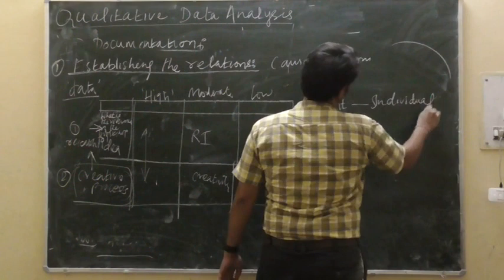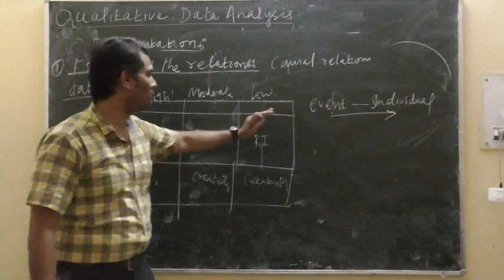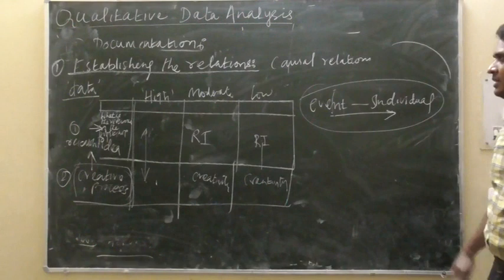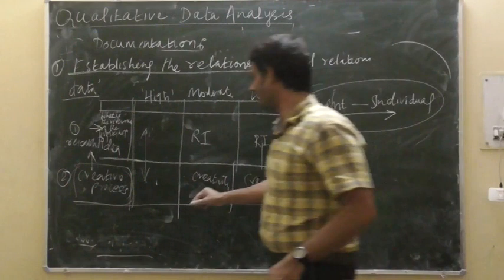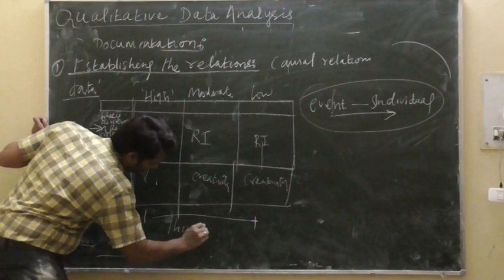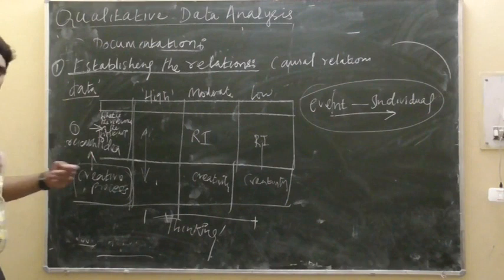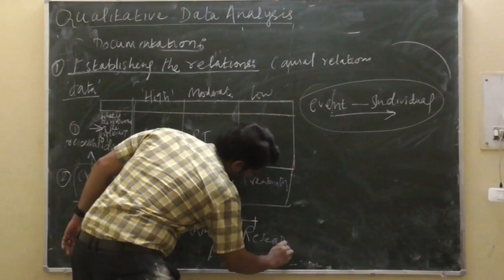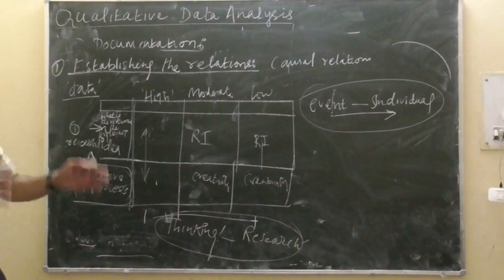So based on this high, moderate view, I'll be able to narrate these event-individual relations, whether the workshop has produced a high amount of impact on the thinking or not. Finally, I'll be able to tell whether it has produced any level of change in thinking about the research or not. So this is where qualitative research is highly helpful, for instance, for these kinds of ideas.